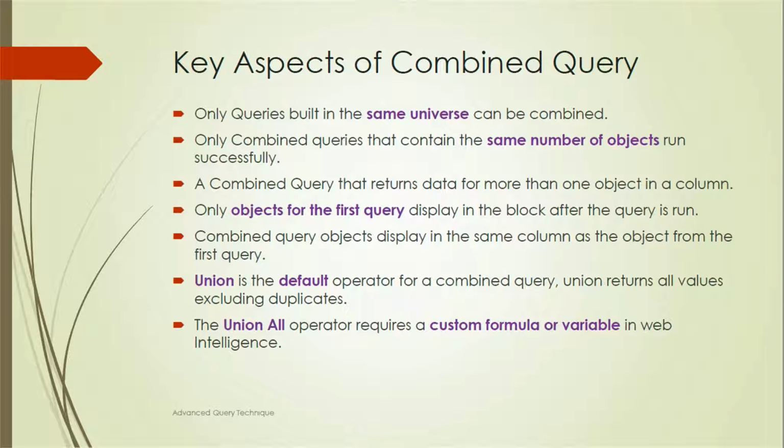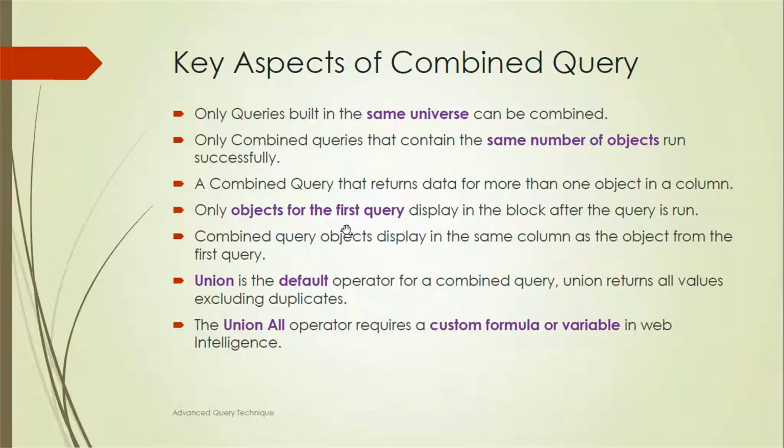Coming to the key aspects of combined queries, what are the key components or important rules we should consider? The first one is that only queries built in the same universe can be combined. We need to have the same universe for the two queries to be combined. Only combined queries that contain the same number of objects run successfully, so the result objects we take should be the same in both queries. For a combined query that returns data for more than one object in a column, only objects for the first query display in the block after the query is run.